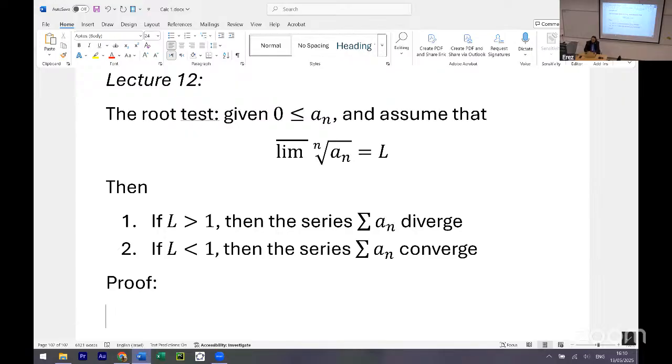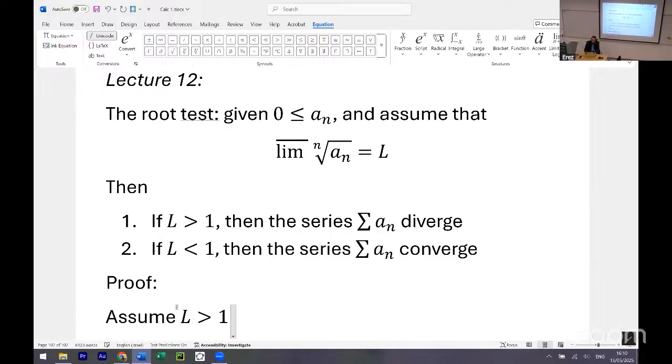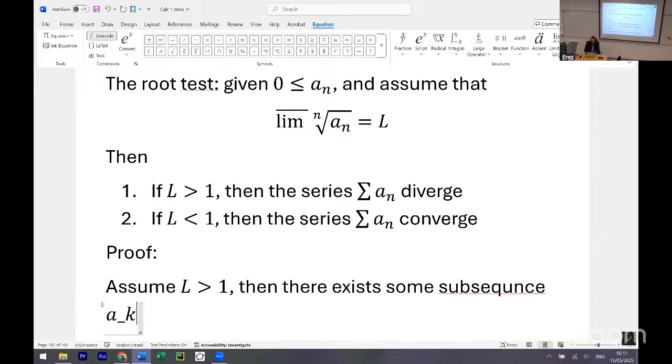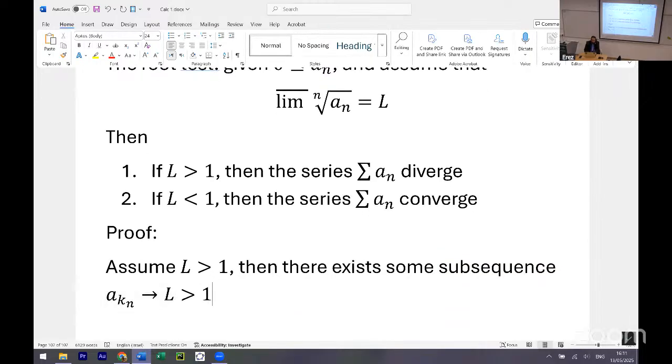First take the first one. Assume L is larger than 1. Then there exists some subsequence a_{k_n} whose n-th root tends to L, which is larger than 1. Sorry, not the sequence itself, the root of it.